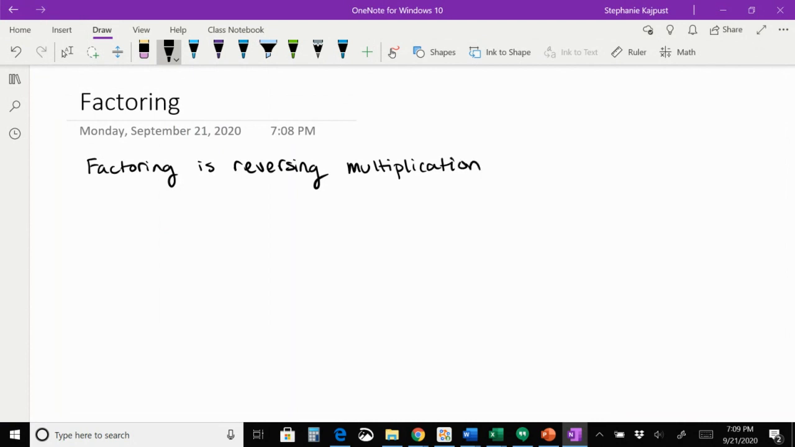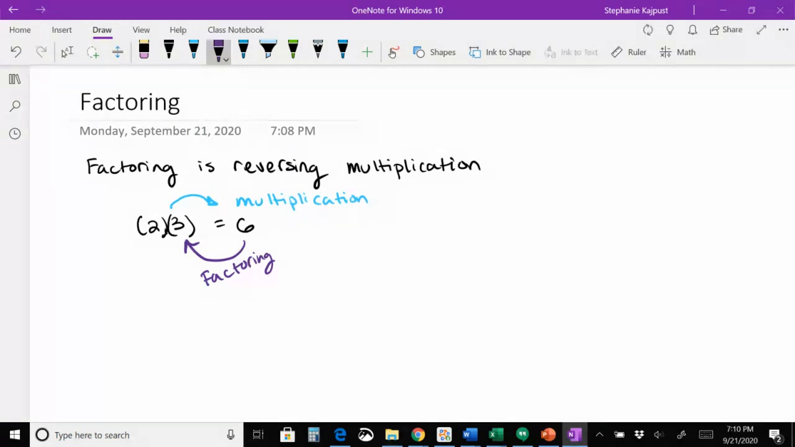So if we look at just numbers, if you multiply 2 times 3 together, that equals 6. Going from the 2 times 3 to the 6, that's multiplication. Now, if we go the other way, that is called factoring. So you're splitting it up into sets of multiplication, things that multiply together. And these numbers over here are called factors of 6.